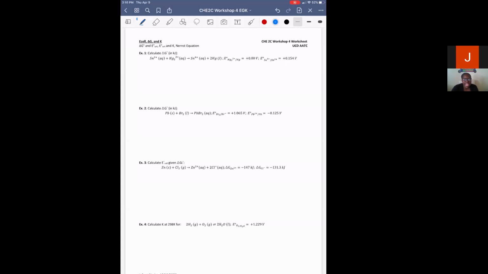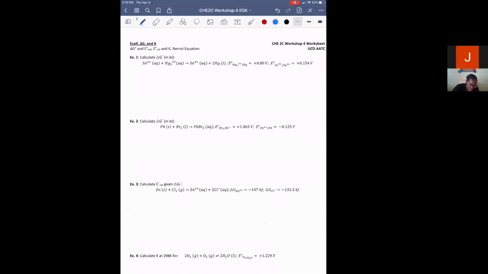And today we'll be looking at calculations to figure out cell potential. So we're still looking at Ecell. We'll also try to calculate delta G and K. So these are three different values that we can calculate. So let's start off by just looking at an equation that kind of puts this all together.